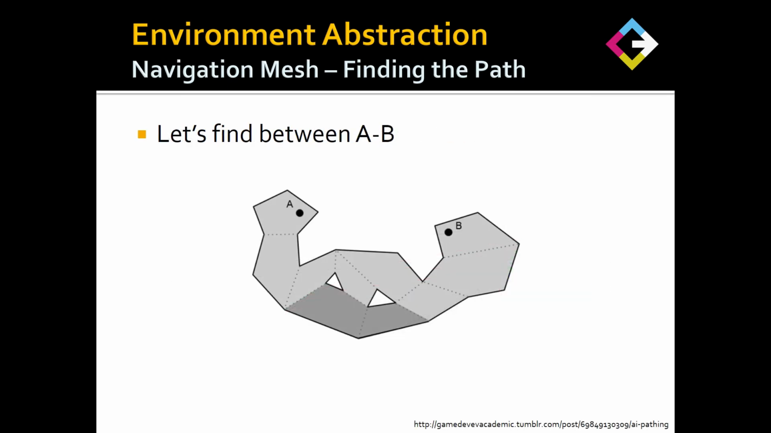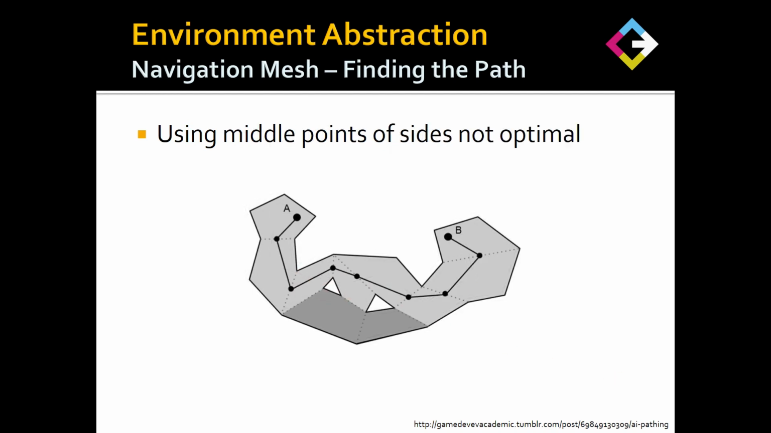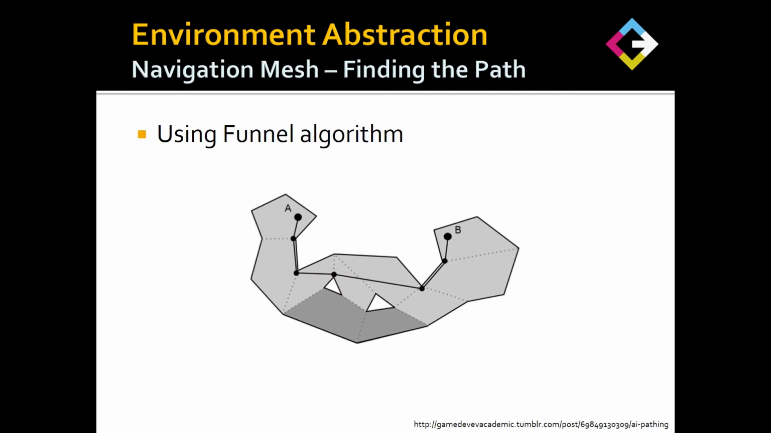Finally, having a polygon path is not enough for path-following algorithms, as we need to have a list of points to navigate between, as in the case of navigation graph. So how do we actually extract that, as using, for instance, centroids is no good, and using middle points of polygon sides is not optimal. The answer is a funnel algorithm.